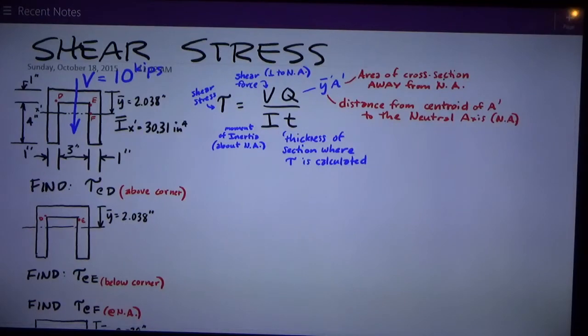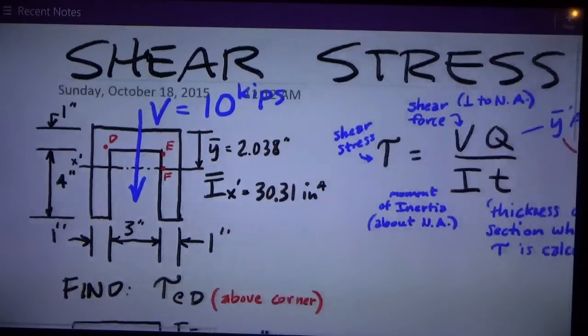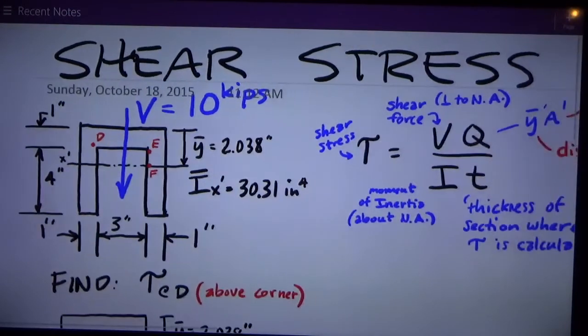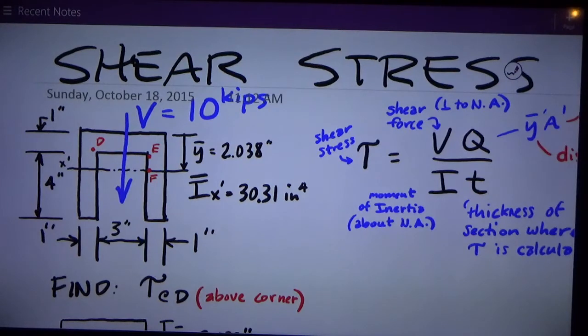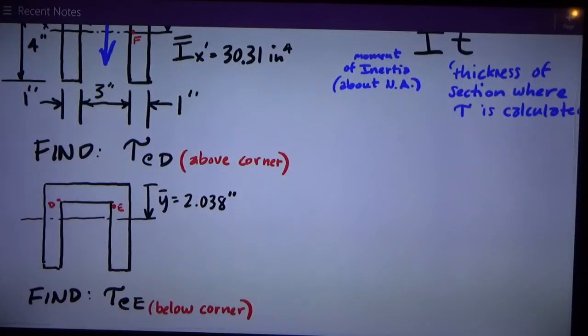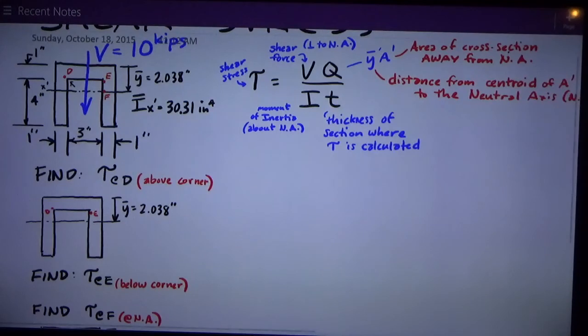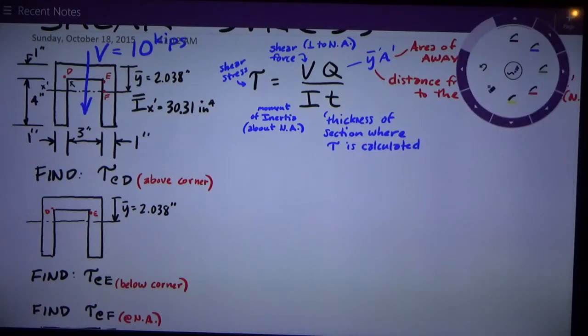Okay, so I want to find the shear stress at 3 points on this section. The first one is D, shown in red, and it lies just above that little inside corner where the vertical leg meets that horizontal part, right there. So by that I mean it lies in the horizontal part, but just barely. And so, let's figure out what those variables are for this problem and solve for the problem. Find the shear stress there at that point.